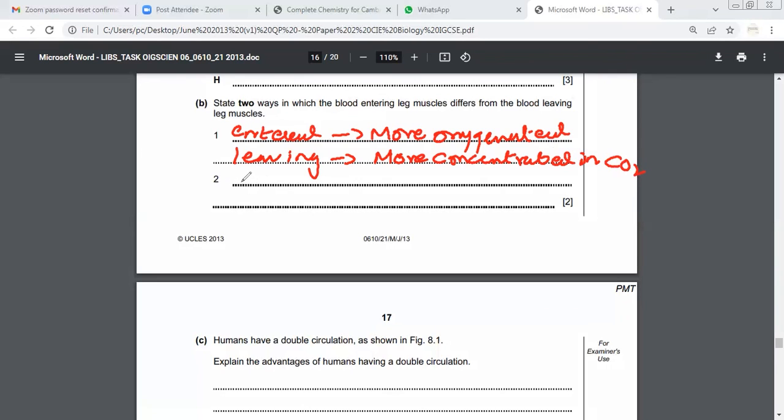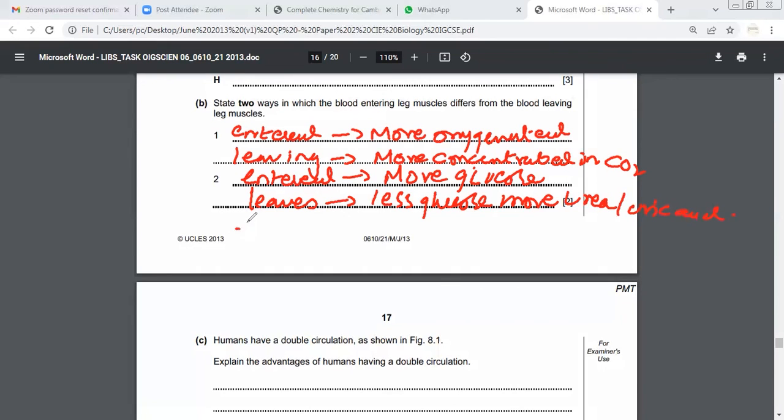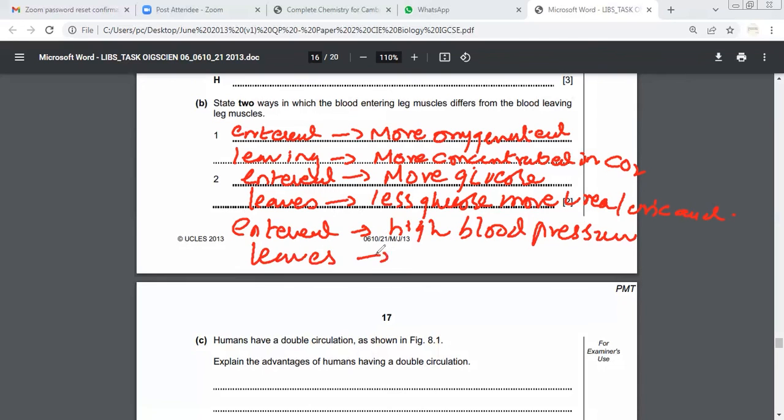Another thing is that when entering, it has more glucose, and when leaving, less glucose and more uric acid. Another one is that when entering, there is high blood pressure, and when leaving, low blood pressure.